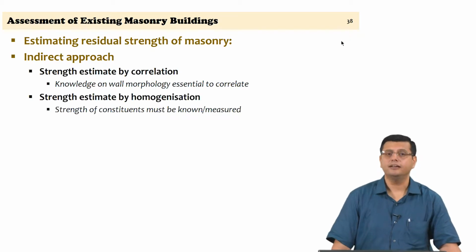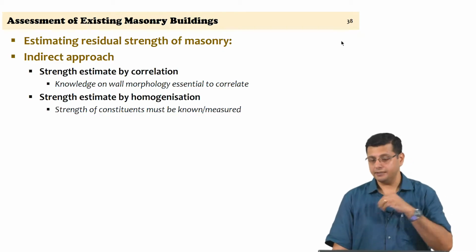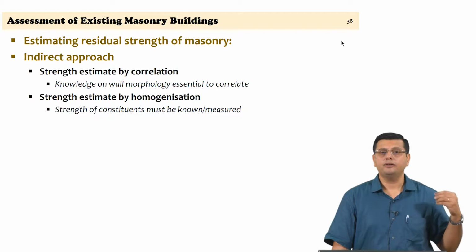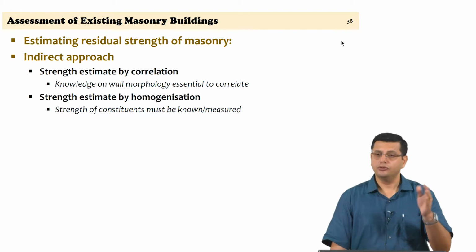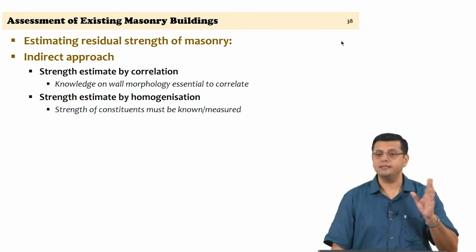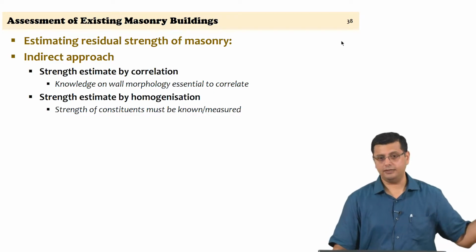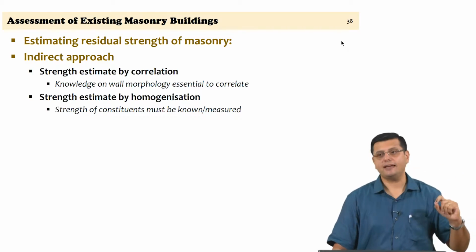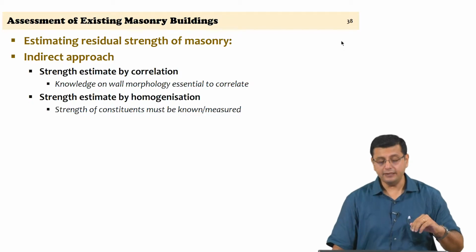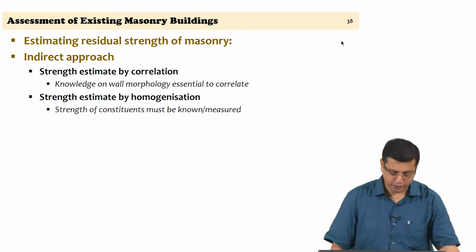The second method is by homogenization. We have seen homogenization of masonry strengths earlier on in the course, where if you know the strength of the mortar and the strength of the unit, you can in a way arrive at the strength of the masonry assembly. So, you might not be able to directly estimate the strength of the masonry, but if there is a way of knowing the strength of the mortar and the strength of the unit, there are methods of arriving at a homogenized strength of masonry. But here the strength of the constituents has to be known. You should have some basis for arriving at the strength of the constituents in the actual structure.